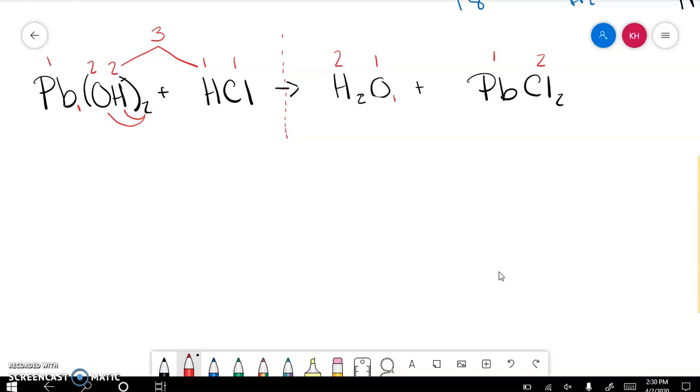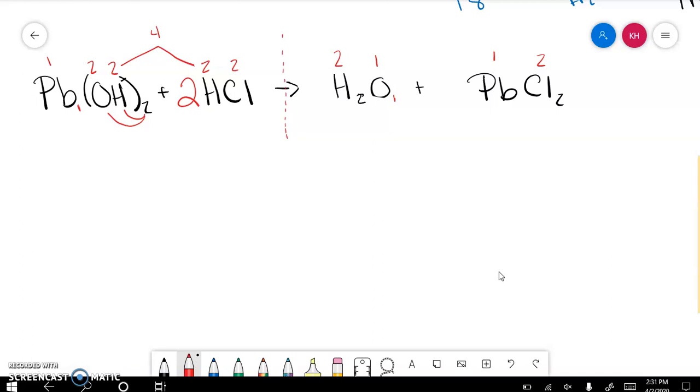The hardest thing is probably going to be our hydrogens. So we've got 2 hydrogens here and 1 hydrogen here, making a total of 3. We can actually make this 1 an even 2 by putting a 2 right in front of hydrochloric acid right there. By doing that, it's going to change our hydrogen and chlorine values and give us 2 hydrogens, 2 chlorines with a total of 4 hydrogens. And so now we can bounce to the other side.